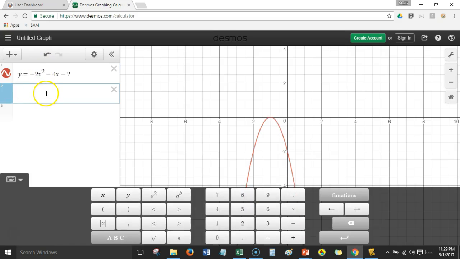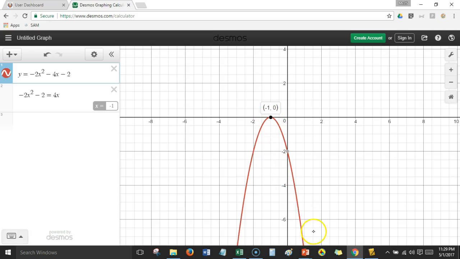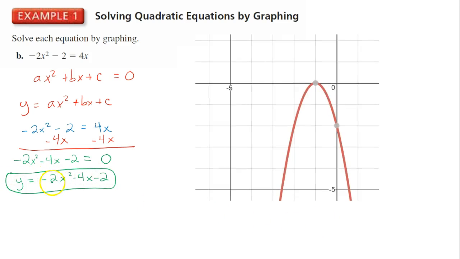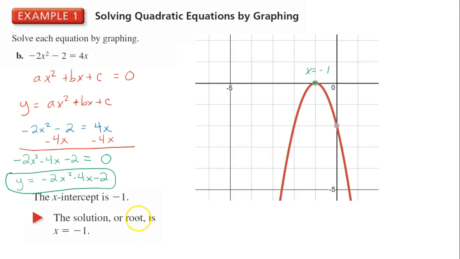Now here's a trick that you could do. If we just type this in the way it's written up there, in the problem anyway, look what this magical calculator does for us. Solves for x. Tells me x is -1. Just like the picture. So when I graph this quadratic function, I get this graph right here, x equals -1, is my solution. So the solution, or root, or x-intercept, is x equals -1.